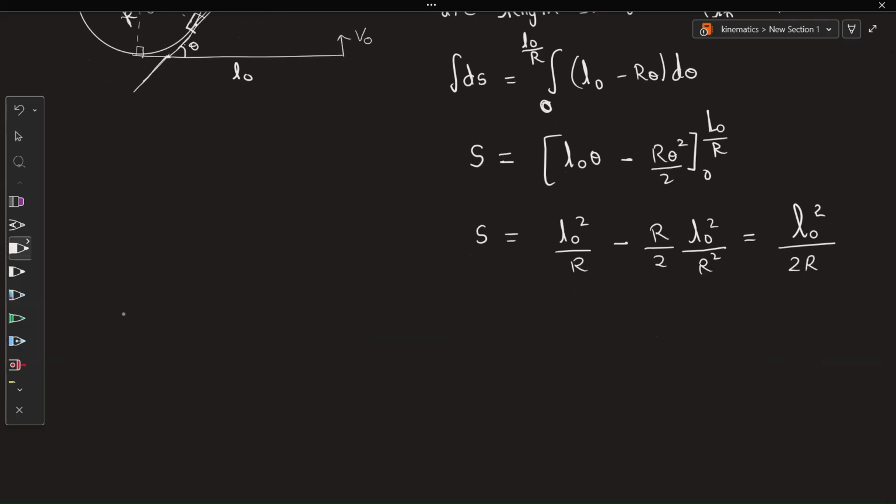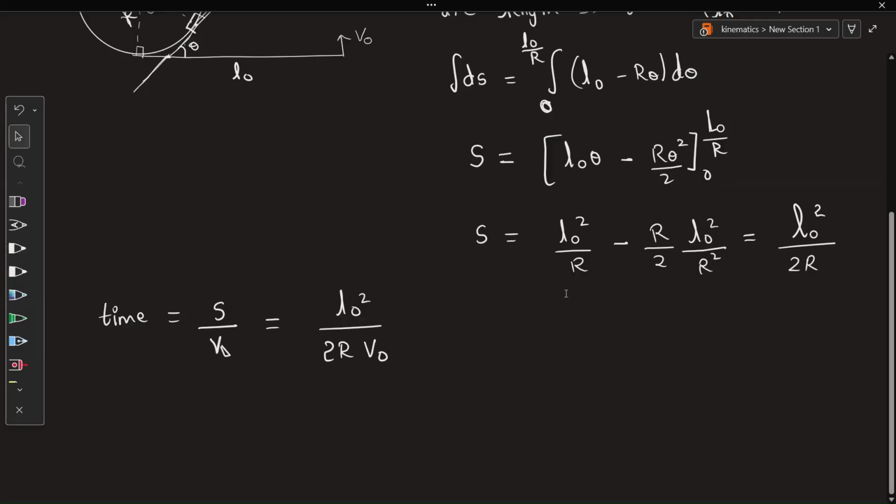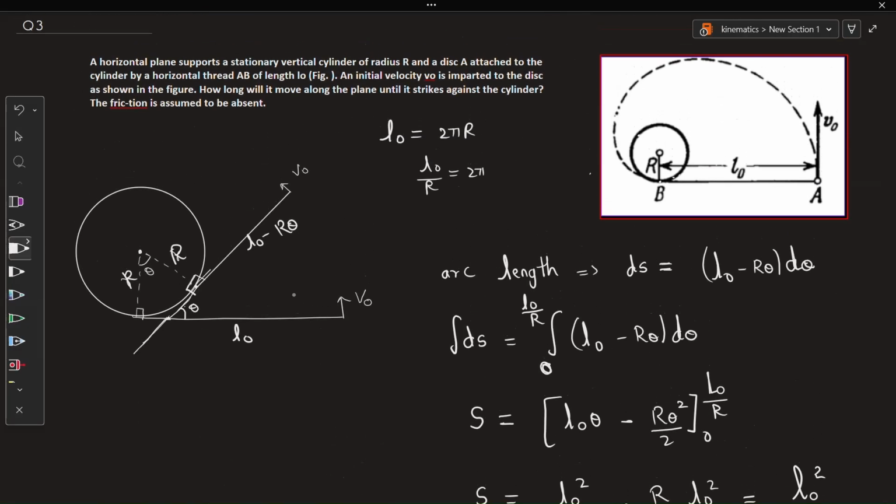So total time taken is nothing but distance covered divided by velocity v naught. So L naught square by 2r v naught. Everything is simple. The first important thing you have to do is find the relation between this theta and this theta. That is the necessary part of this question. You have to use geometry over here. That's how the work power energy questions are completed.